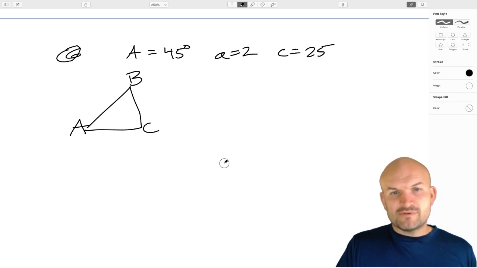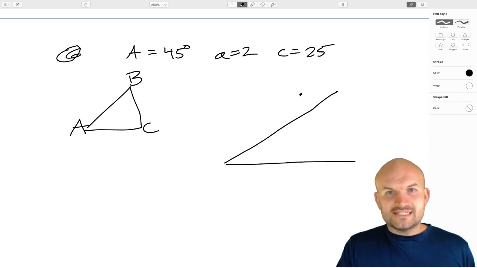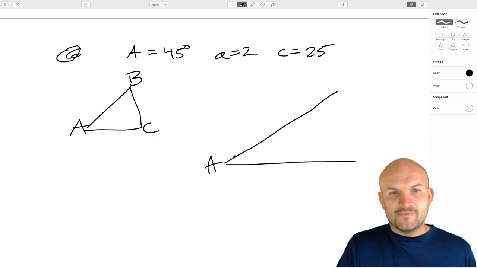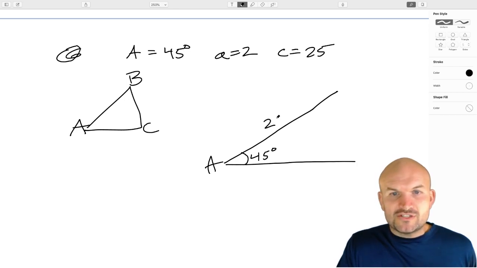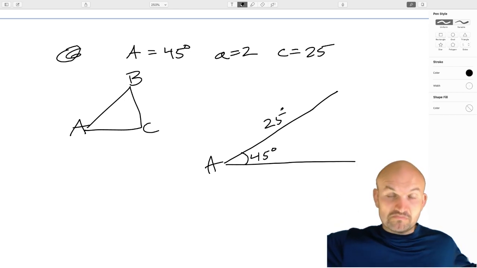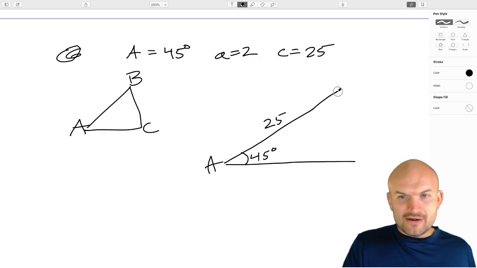If I was going to draw 45 degrees, it's going to be maybe like that, roughly. So here's A, that's 45 degrees. Now let's say this is 25 units, or miles, or centimeters, doesn't really matter. That's 25. That's big, right? Now little a is going to be my opposite side.